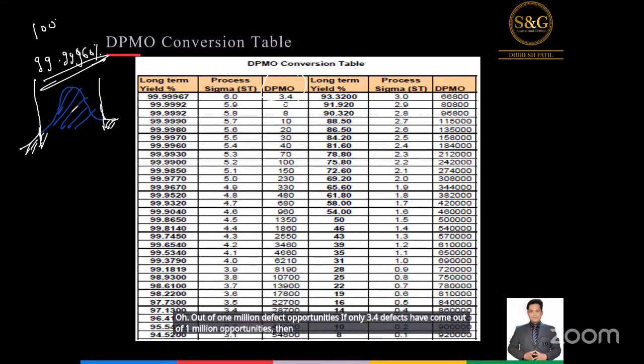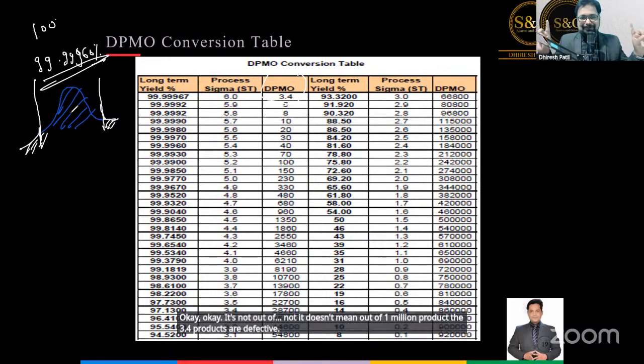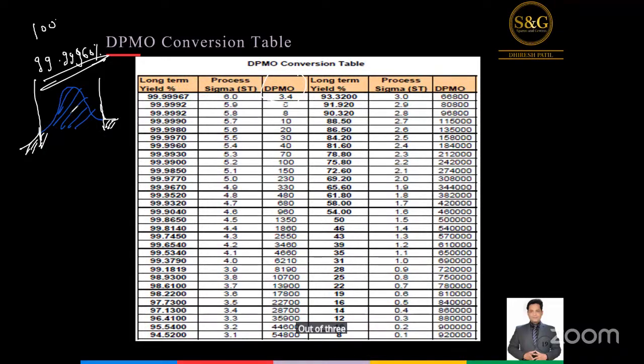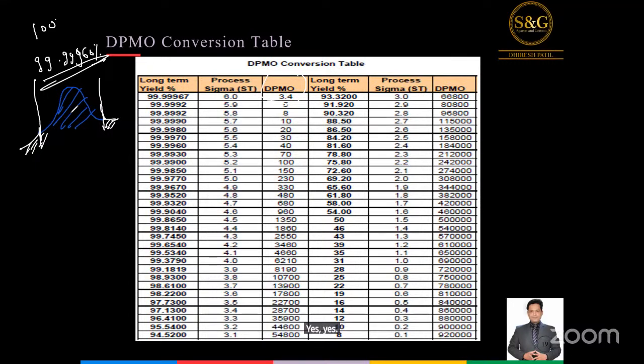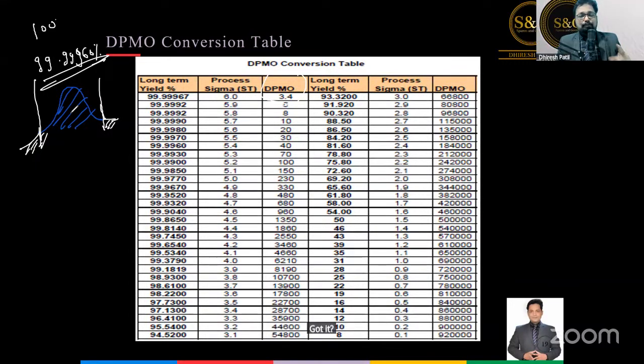It's called Six Sigma. It doesn't mean that out of 1 million products, 3.4 products are defective. It means out of 1 million defect opportunities, 3.4 defects come. Got it? If you talk about defective, then it is going to be PPM. But now we are talking about defects, only defects. We are not talking about defective.